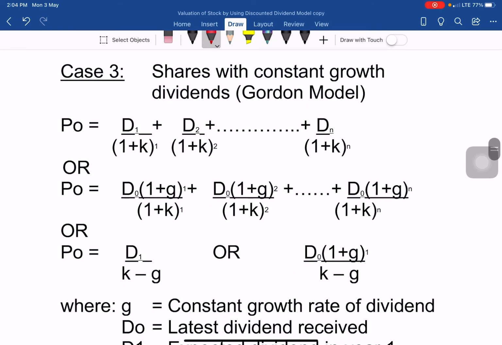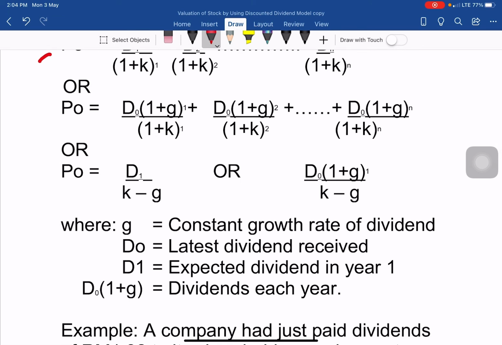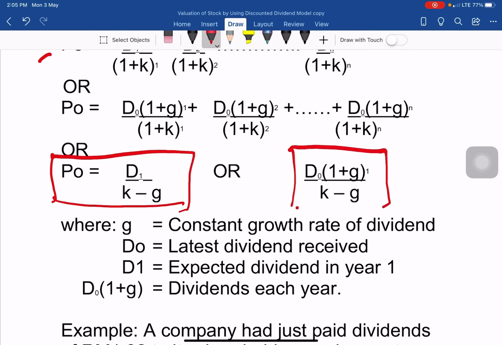Alright, and the next is case number 3, the shares with constant growth dividend, or the Gordon model. Okay, the formula remains the same, but because of the constant growth dividend, here there is growth in dividend but it is constant. So the formula you can use is P0 is equal to D1 over K minus G. Or if D1 is not provided, we can calculate D1 by D0 times 1 plus G power of 1, over K minus G. Alright, so that's how we calculate the D1.